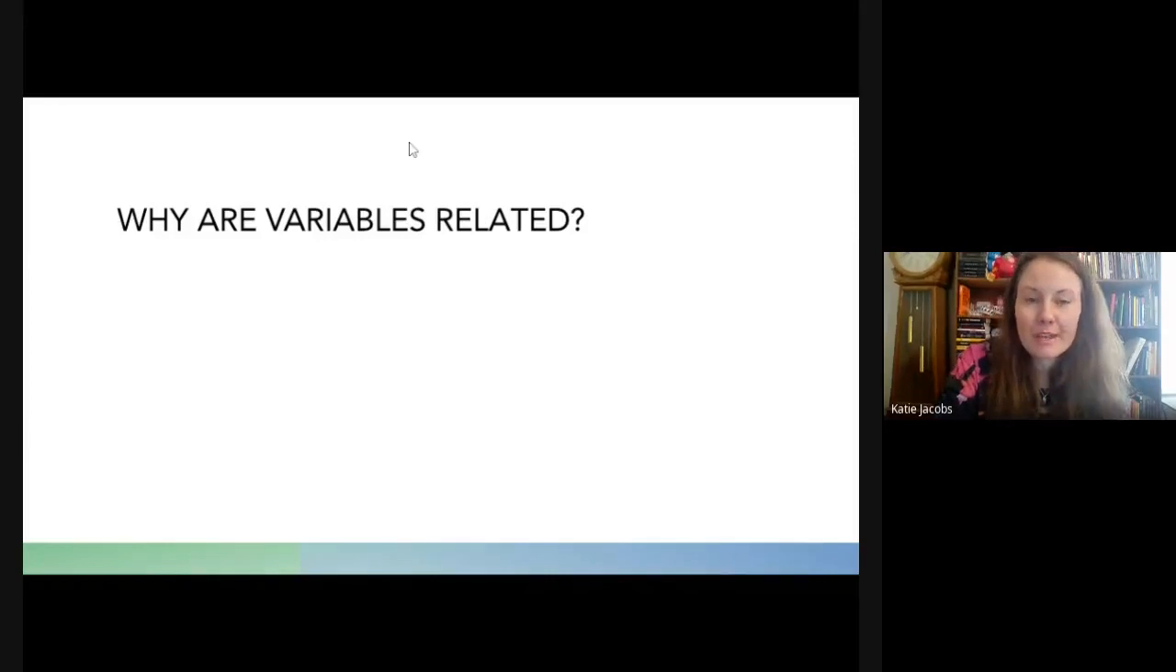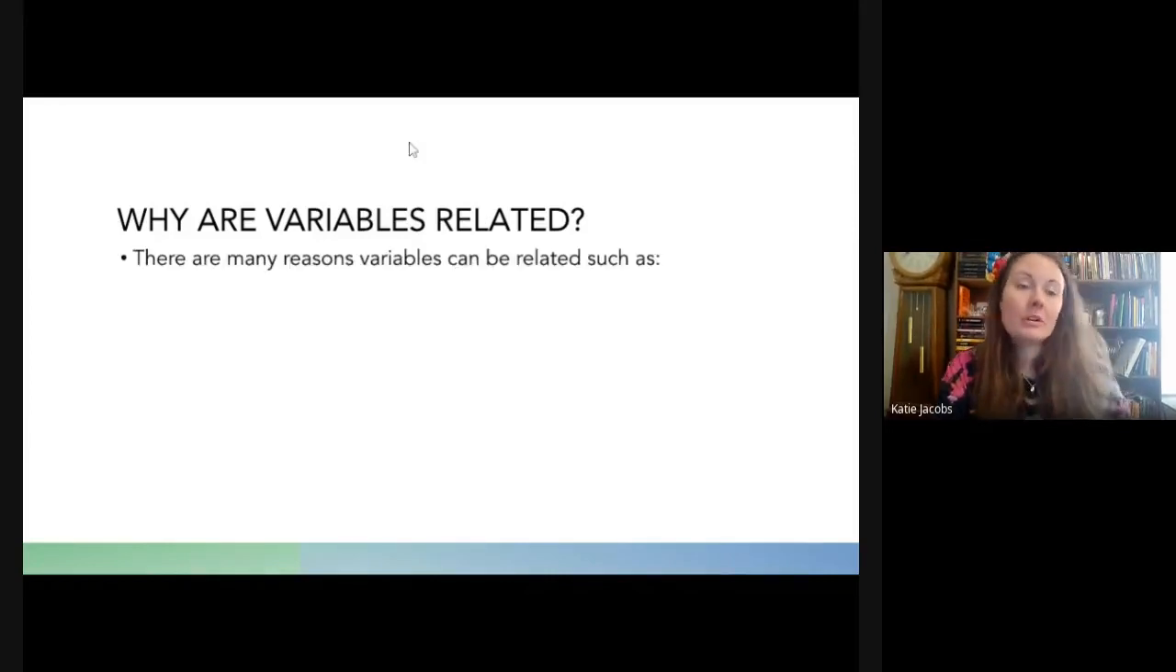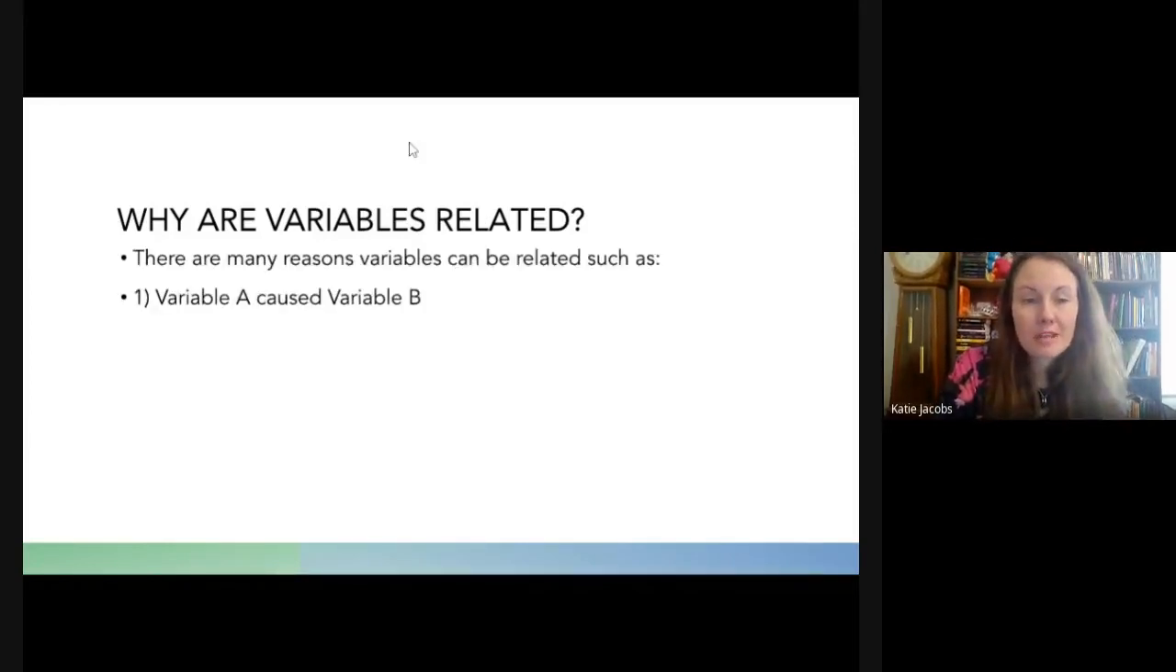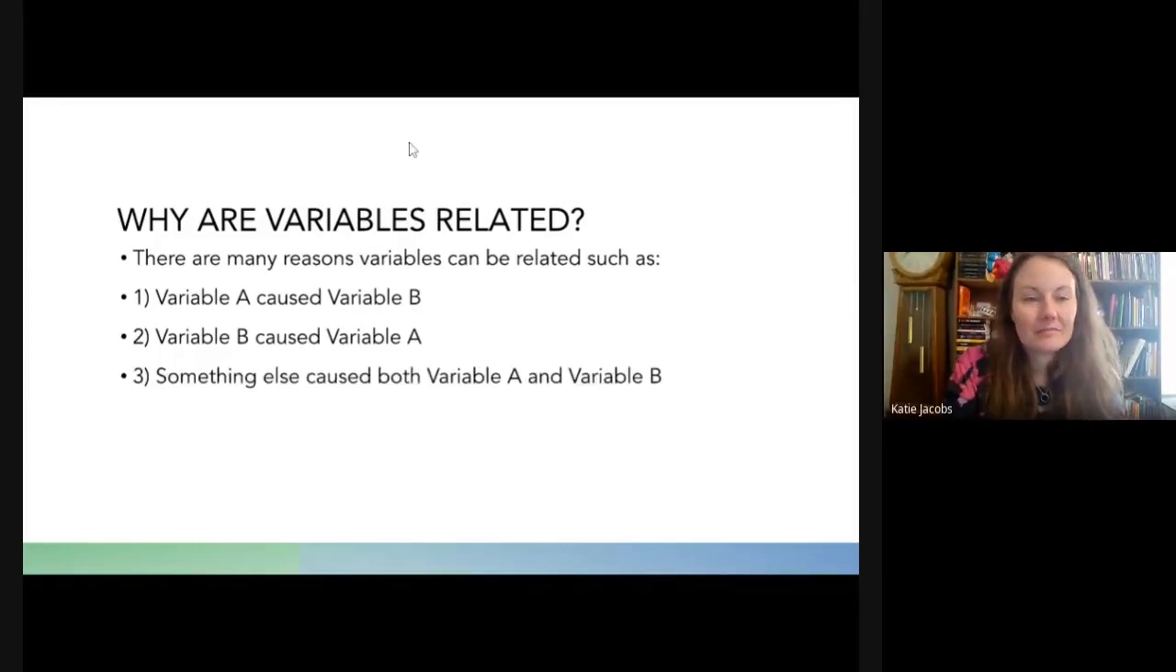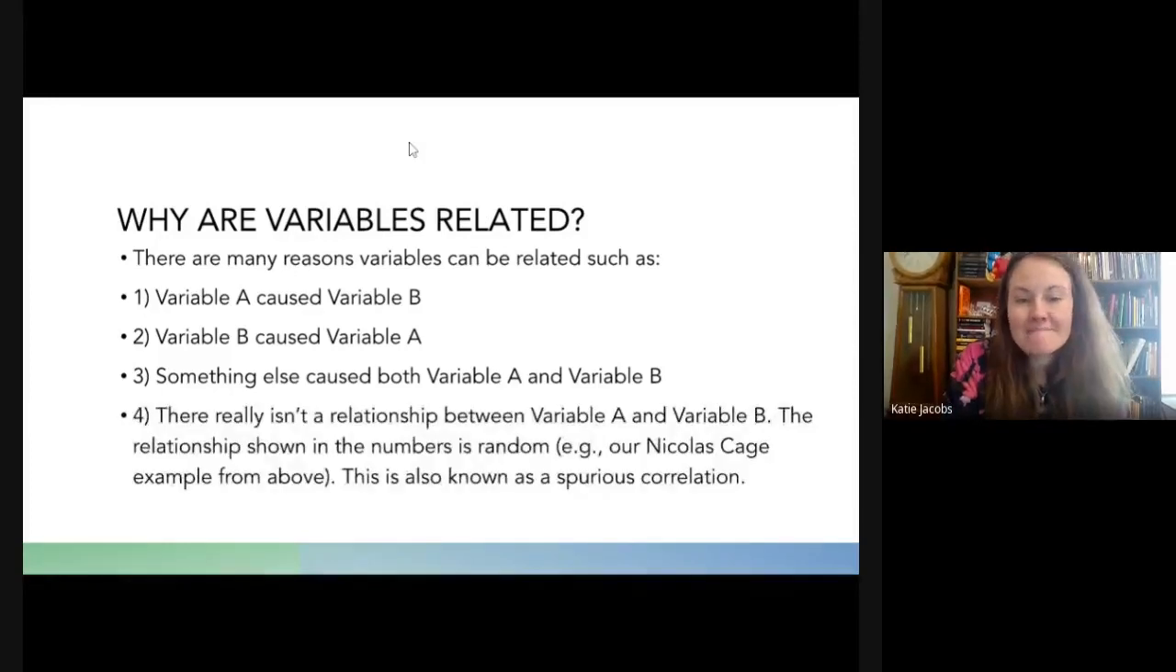So why are variables related? And we kind of looked at this with the donut example. There's many reasons variables can be related. Variable A may cause variable B, okay? Or you might have variable B causing variable A. Something else could cause both variable A and variable B either to go up or go down. And then again, with spurious correlation, there really isn't a relationship between variable A and B. The relationship shown in the numbers is random, like our Nicolas Cage example that we just did. This is also known as a spurious correlation.